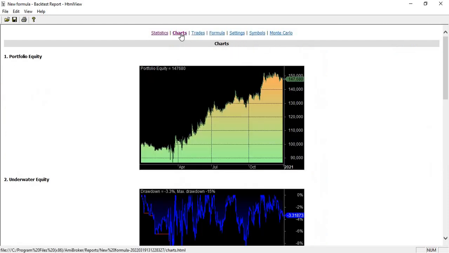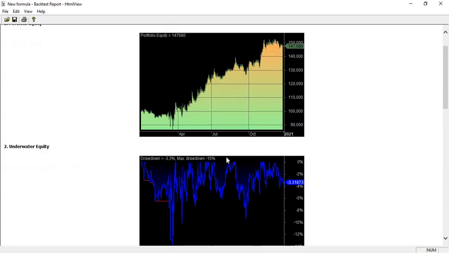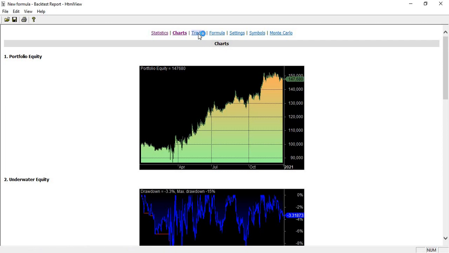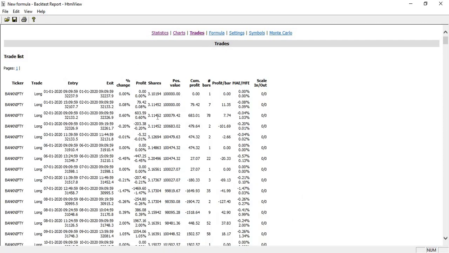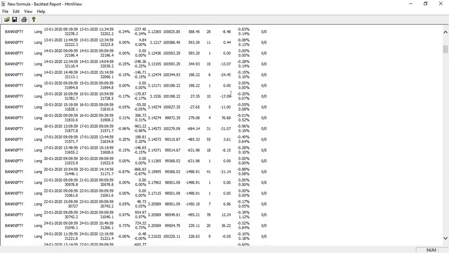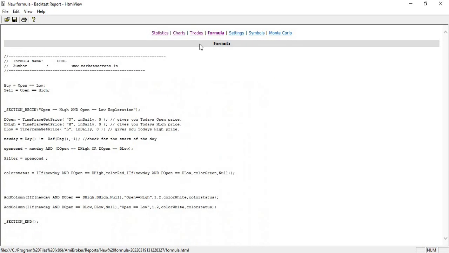And in addition to that, you have the next window, which is charts, which will give you a graphical view of your portfolio equity, nothing but your growth and also your drawdown. And you have a trades tab, which will give you the details of each and every single trade. So when we entered the trade, when we exited, what is the profit or loss for that particular trade, and what's the cumulative profit and loss for all the trades put together. So you will get a detailed report for every single trade. And in addition to that, it will have the details of the formula or the script that we have used for taking these trades.